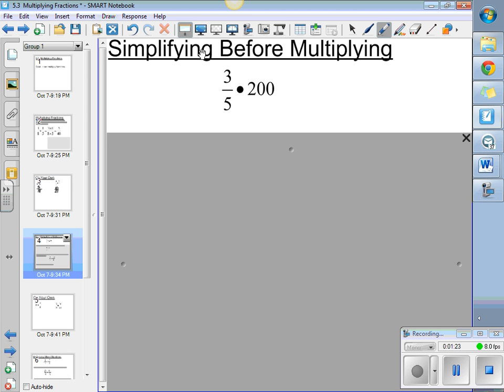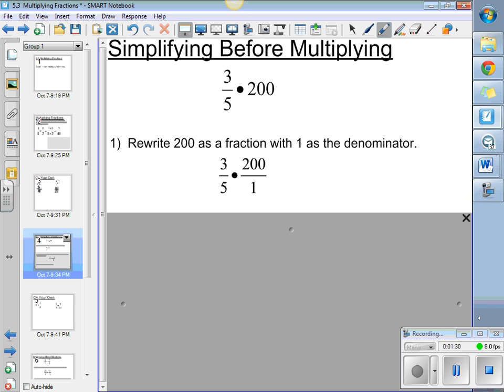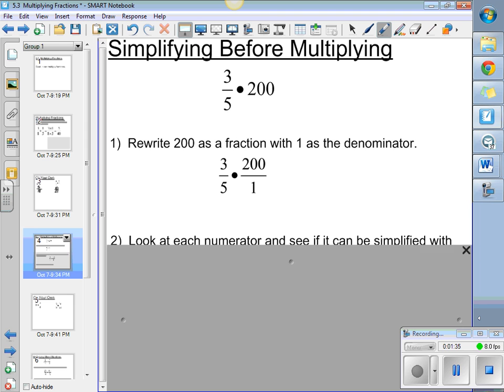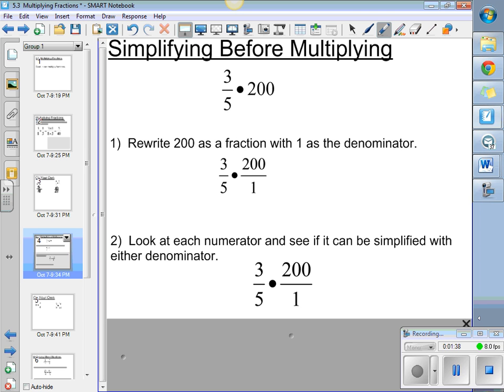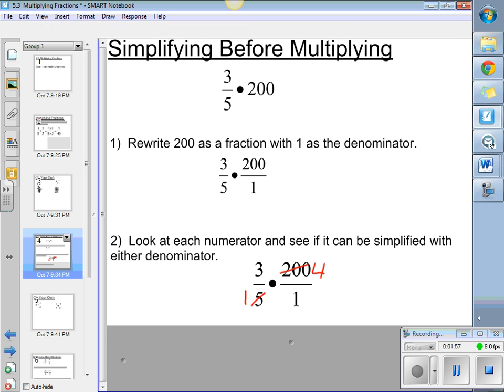To simplify before you multiply, do 3/5 times 200. You rewrite 200 as a fraction with 1 as the denominator. You're going to look at each numerator to see if it can be simplified with either denominator. So hopefully you see that 5 and 200 both have a factor of 5. So you can divide them by 5. So 5 divided by 5 is 1. 200 divided by 5 is 40.